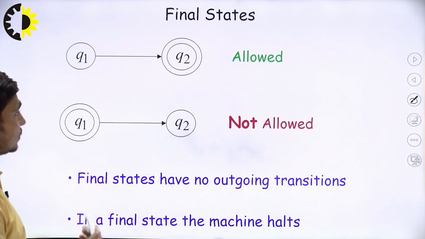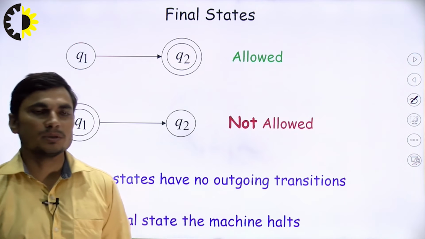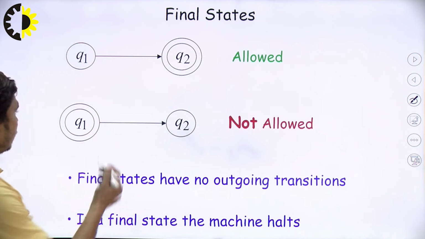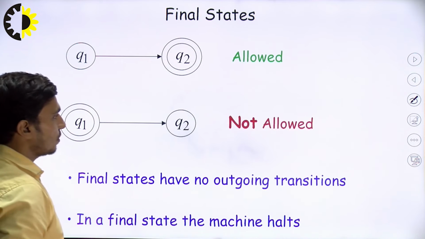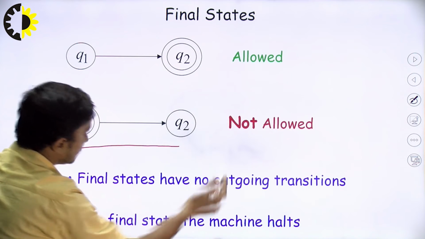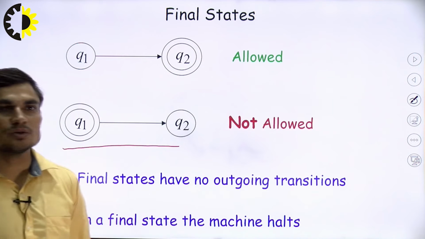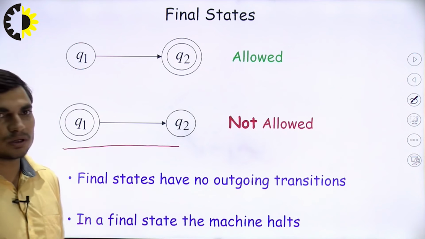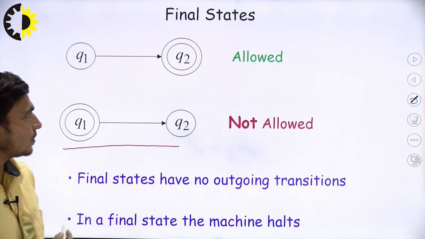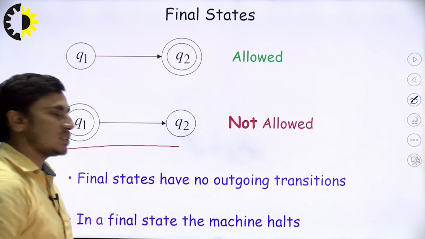Now when we talk about the final state, again there are certain restrictions in the Turing machine. If we have a transition from another state to the final state, that is allowed, but we cannot have a transition from the final state. There must not be any outgoing transition from the final state; that is not allowed in the Turing machine. Why is that? Because whenever we reach the final state, the machine will halt.